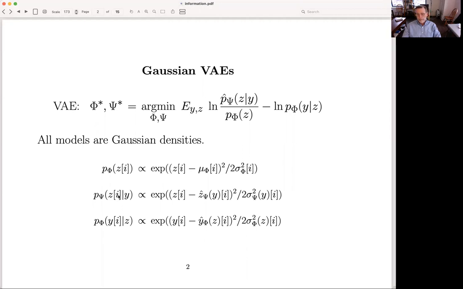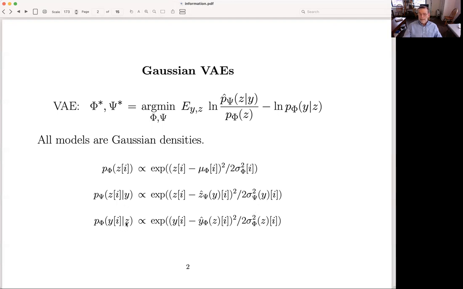The encoder is going to be computed in two phases. The first phase is a deterministic computation of the encoding, this Z hat. So this is a particular point in the vector space. Then we take that point and we define a Gaussian centered at that point to be the actual density of Z given Y. So then the density becomes the distance from the point to this center that we've computed, squared, over twice the variance. And we get a different variance in each component.